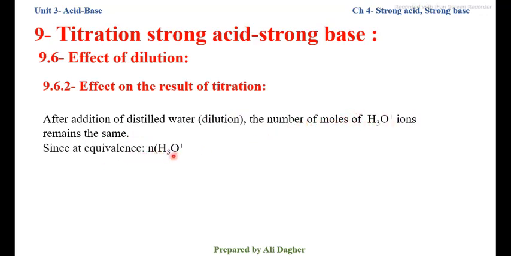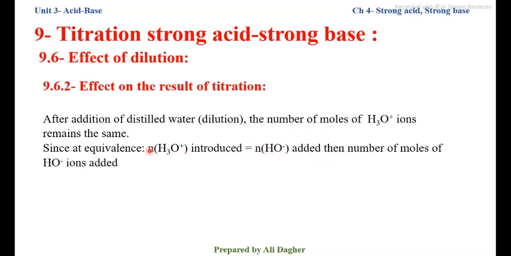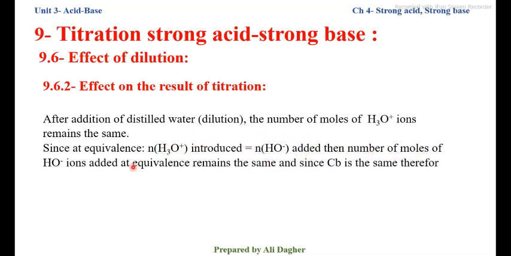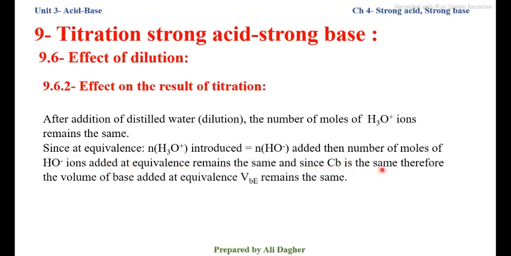And since at equivalence the number of moles of H3O plus introduced equals the number of moles of HO minus added, and since the number of moles of H3O plus remains the same, then the number of moles of HO minus added at equivalence remains the same. And since CB is the same, we did not change the basic solution, then same CB. Therefore, the number of moles of HO minus, which is constant, equals CB times VBE. Since CB is constant and the number of moles is constant, therefore VBE remains the same.